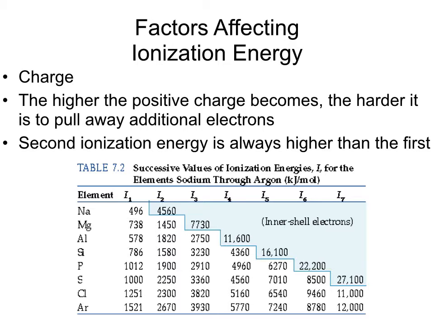Another thing that affects ionization energy is charge. The higher the positive charge becomes, meaning the successive electrons that you've removed increase the positive charge on the ion, and that makes it more difficult to pull away additional electrons. So the idea is that the second ionization energy is always higher than the first ionization energy.